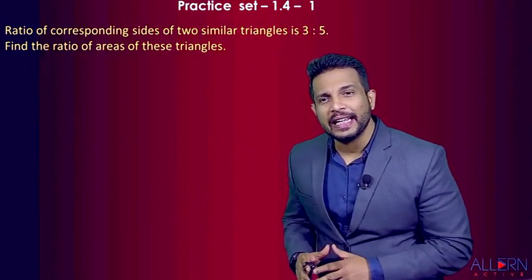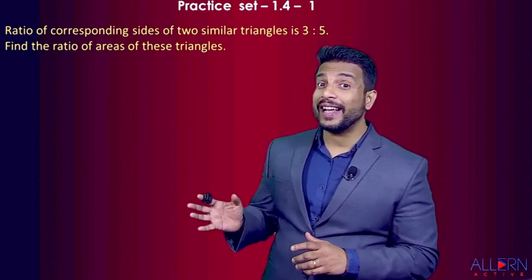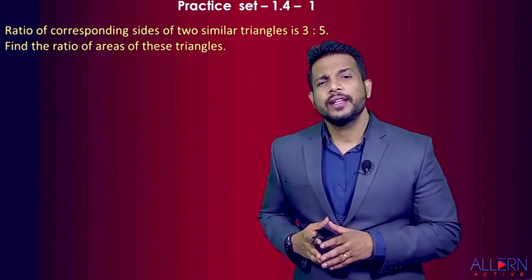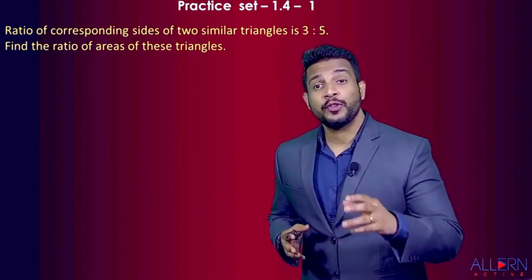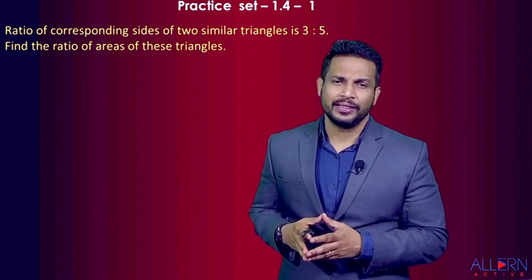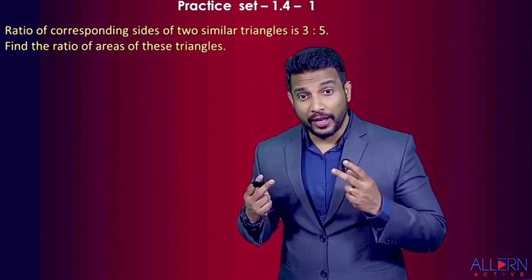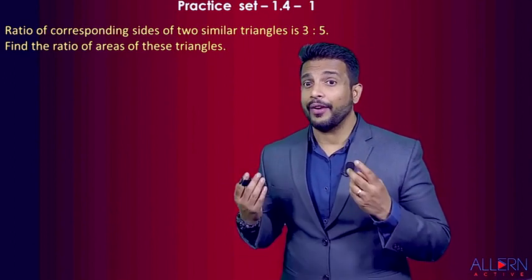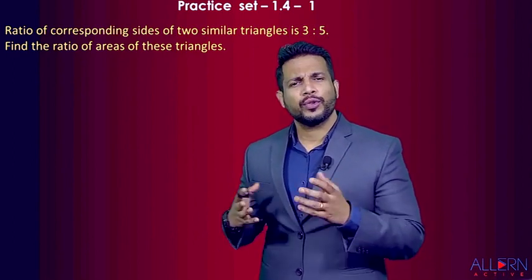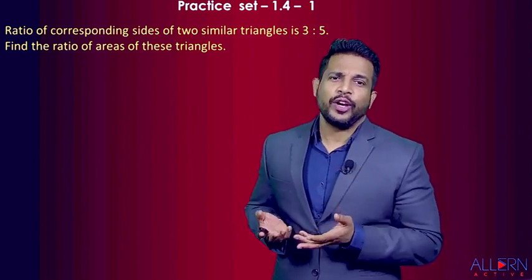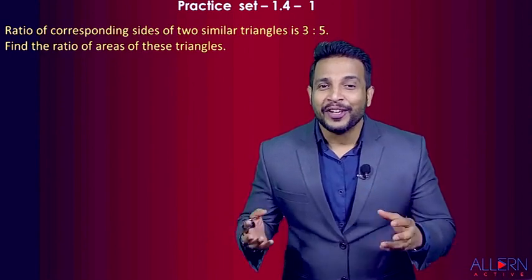Let's do a very simple sum, very easy one. Let's see the sum. It says that the ratio of the corresponding sides of two similar triangles is 3:5. Find the ratio of the areas of these triangles. Now, we're talking about two triangles which are similar, and we are talking about the areas of those triangles. That means one thing is clear, we're going to use the theorem on areas of similar triangles.